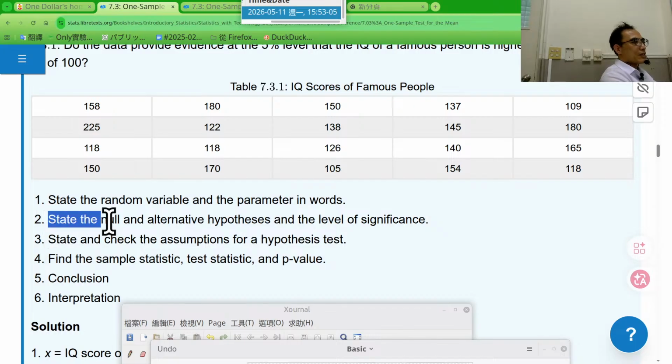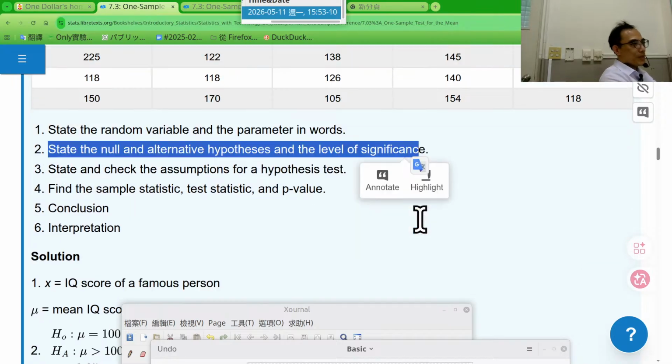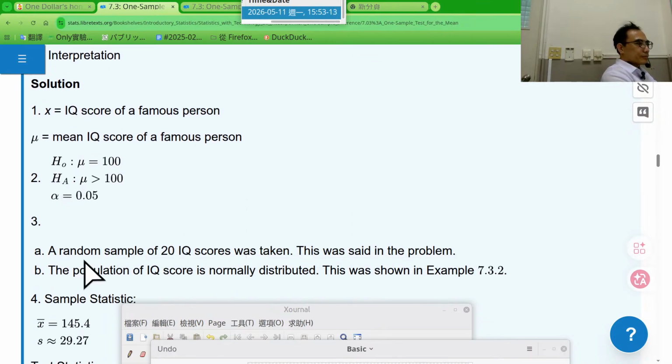Second question: state the null and alternative hypothesis and the level of significance. The null hypothesis: mu is equal to 100. I mean, the average IQ of famous people is the same as for the population, the general, ordinary people. And the alternative hypothesis: mu greater than 100. They are smarter. Set the alpha level at 0.05.